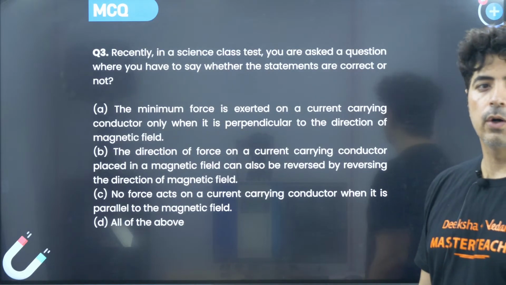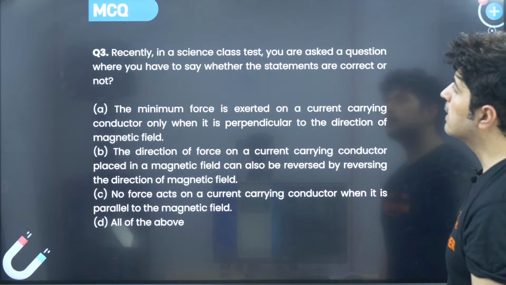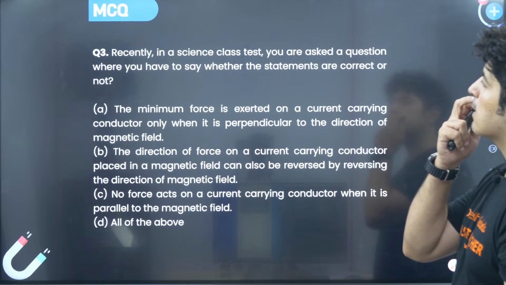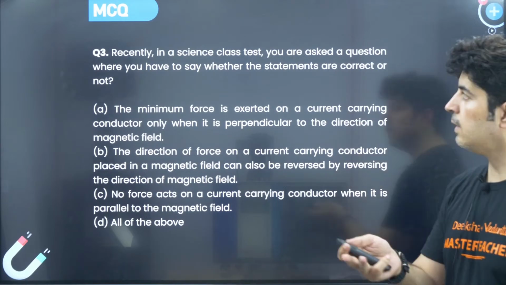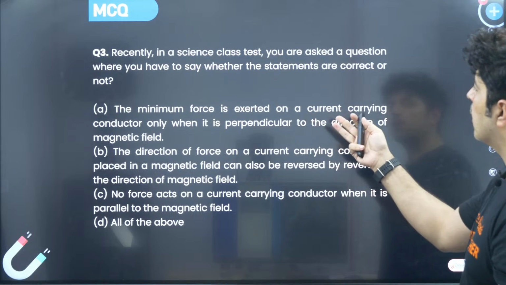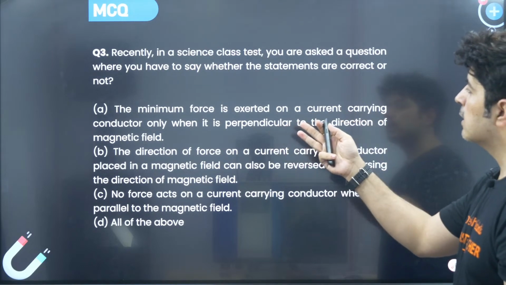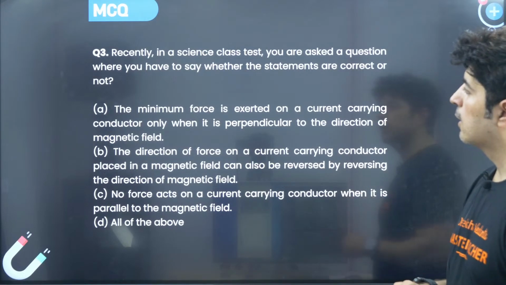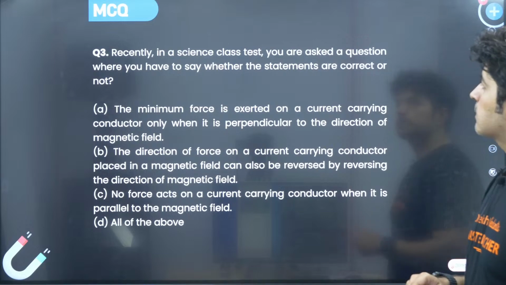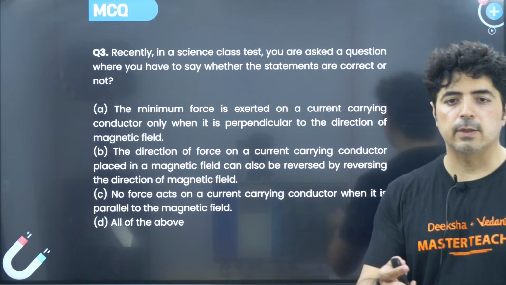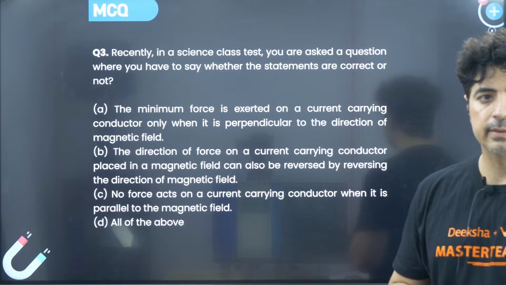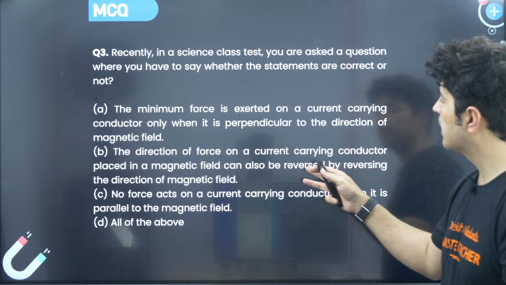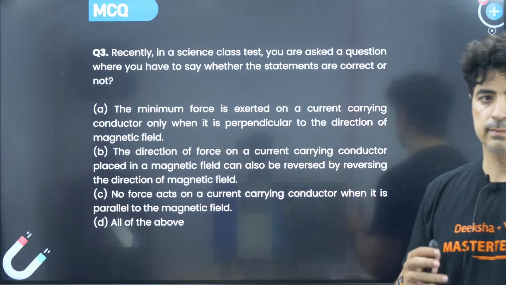Next question is on your screen. Recently, in a science class test, you are asked a question where you have to say whether the statements are correct or not. The minimum force is exerted on a current carrying conductor only when it is perpendicular to the direction of magnetic field. Is it right or not? Question. Come on, answer me in the comment box, everybody. The direction of force on a current carrying conductor placed in a magnetic field can also be reversed by reversing the direction of the magnetic field.